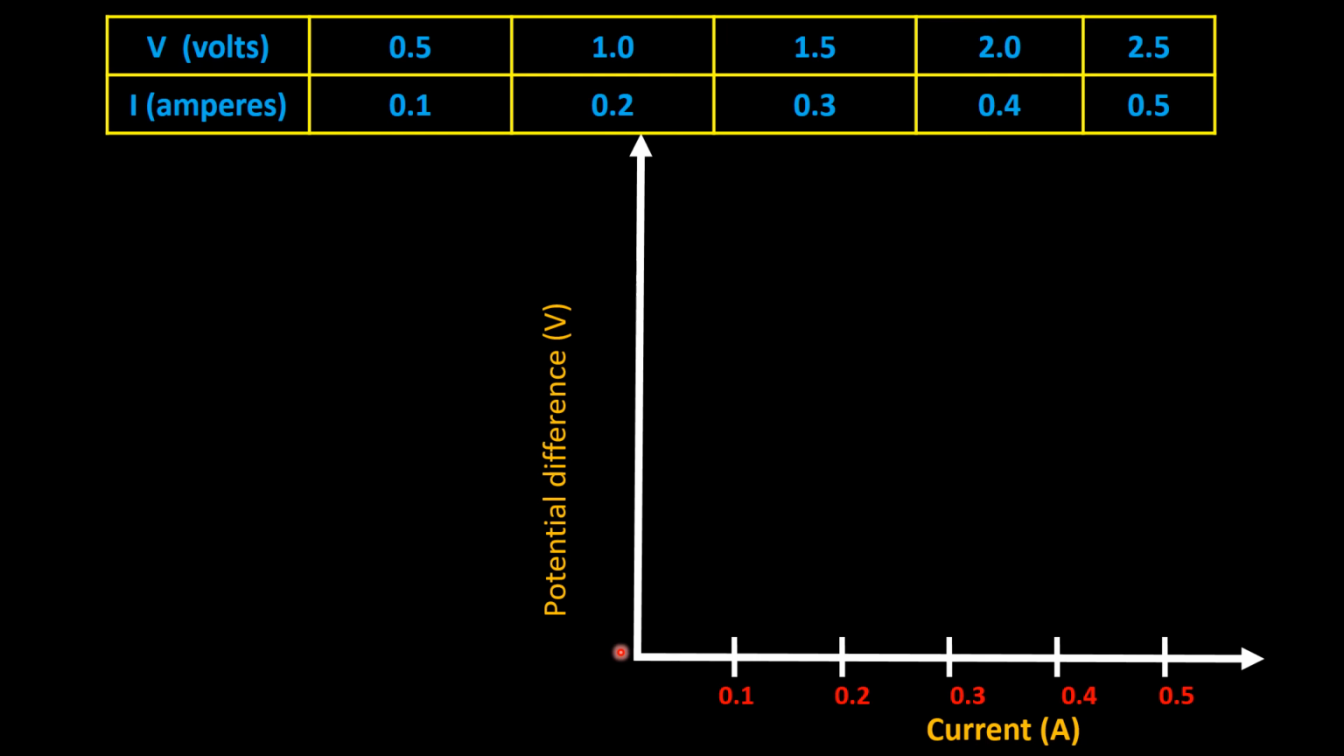And similarly along the y-axis, we have to plot the potential difference, and the maximum value of potential difference out here is 2.5. And again we need to make 5 divisions only. So if we divide 2.5 by 5, then it will come around 0.5. So here I have made 5 equal divisions, and starting from 0.5, the second will be 1.0, third will be 1.5, fourth will be 2.0, fifth will be 2.5. So this 2.5 is the maximum potential difference.